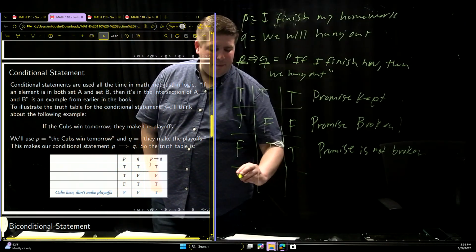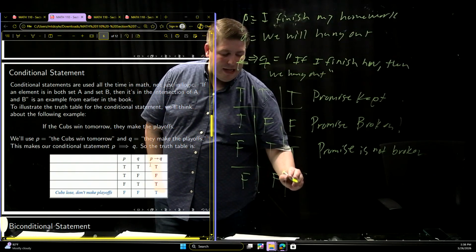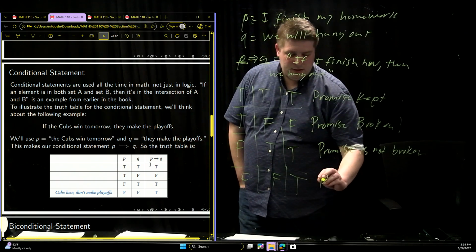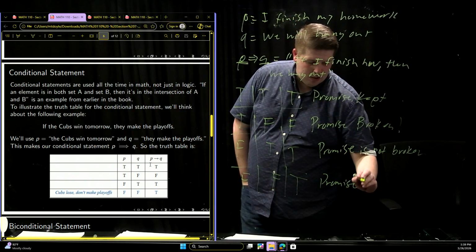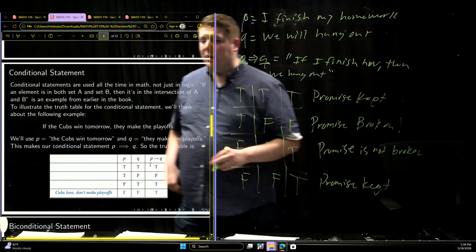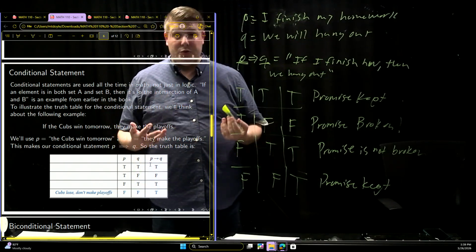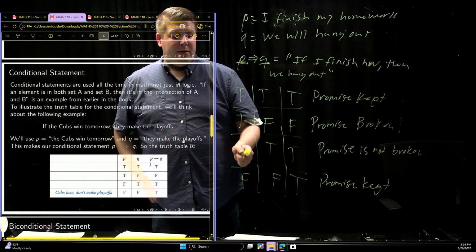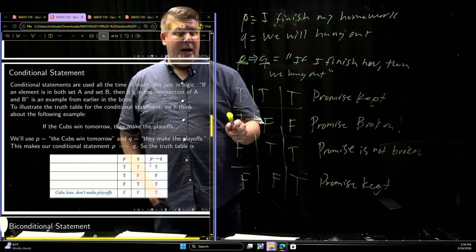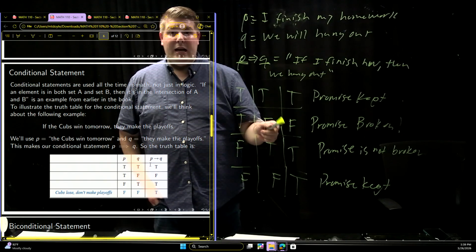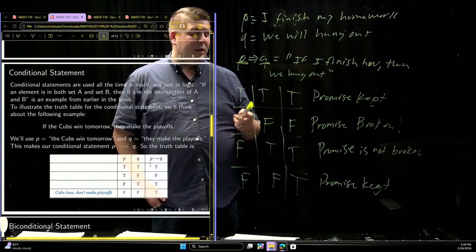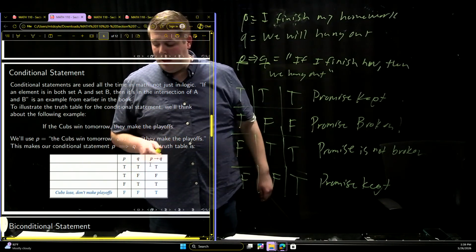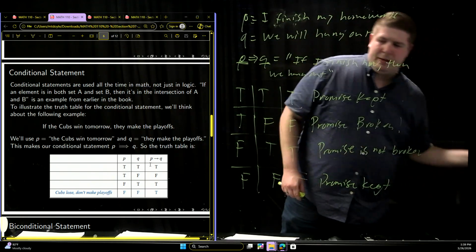And then this one, they're saying, I did not finish my homework, so we did not hang out. Yes, they kept their promise. Promise kept. So that's how the conditional statement works. This is how I think about it. When is the promise broken? It's only broken if the person met their end of the deal, but they didn't meet your end of the deal. So they said I'll finish my homework, then I'll hang out, and they didn't follow through on their promise. All right, so that's the conditional statement.